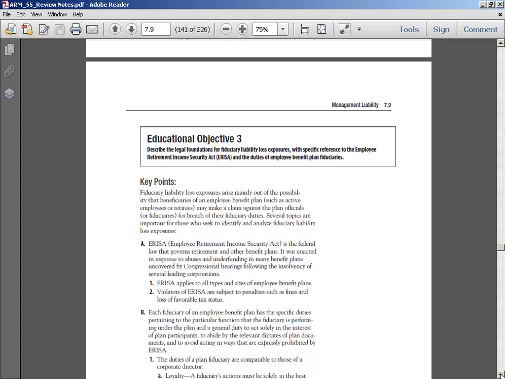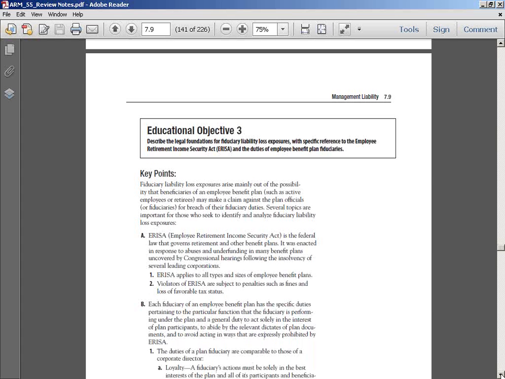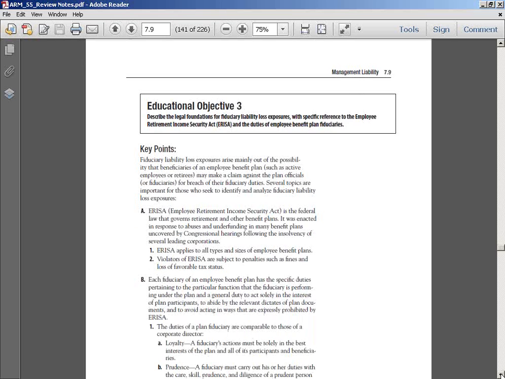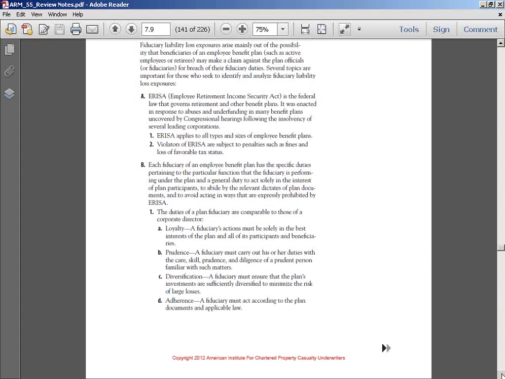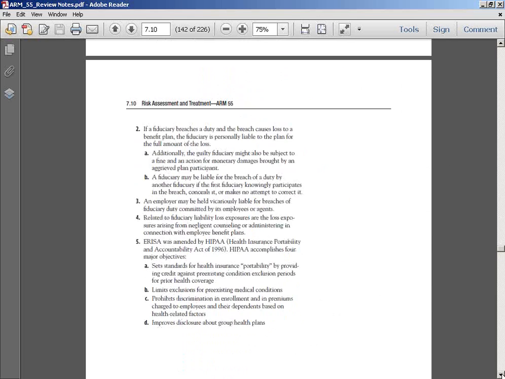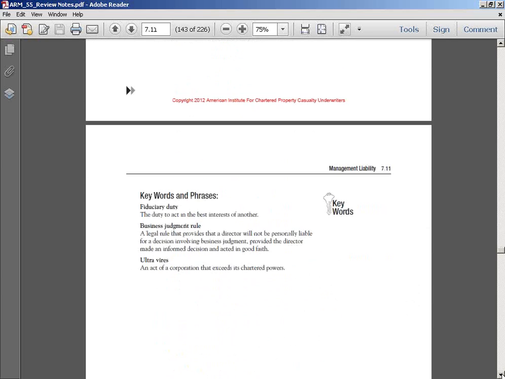The other one was on ERISA, which is the Employee Retirement Income Security Act, and it gave some fiduciary duties that it talks about here under B. Loyalty, fiduciary's actions must be solely in the best interest of the plan, prudence, diversification, adherence. Again, most likely you're going to get a question dealing with the ERISA responsibilities. There are other things talked about in the chapter, like HIPAA and those types of things, but most likely the component dealing with the ERISA area will be where the questions are coming from.